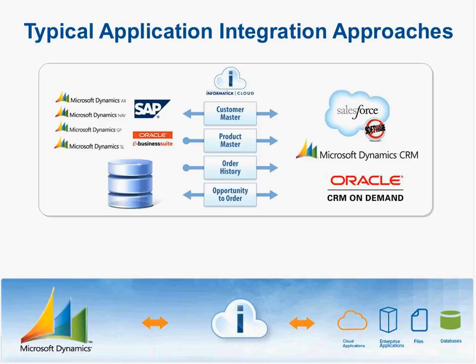An ERP system is typically known as your system of record. It contains your customer master, your product master, all order history for your customers over the years, and as a result, it's very important to have a seamless opportunity to order process. So the key objects you want to synchronize between your ERP and your CRM systems are your customers, your products, your accounts, contacts, as well as your orders.